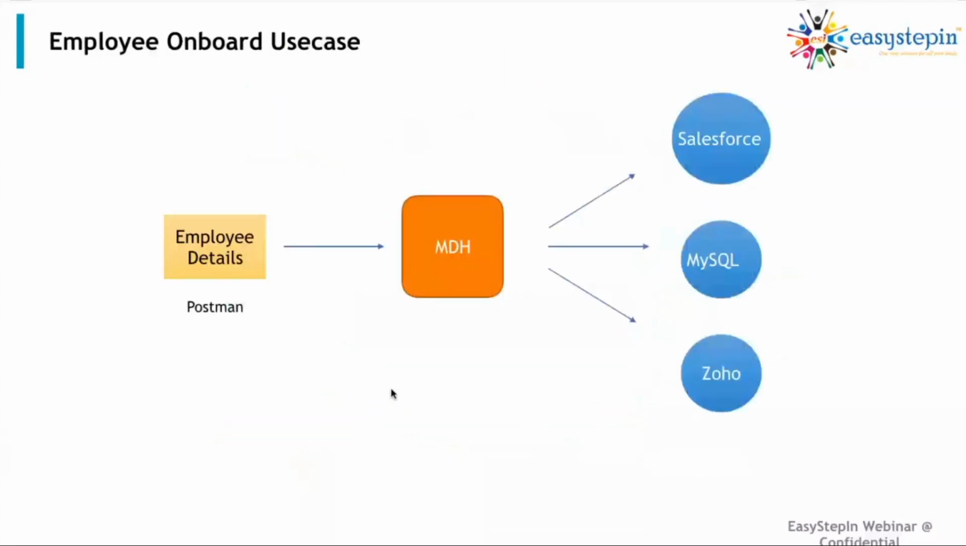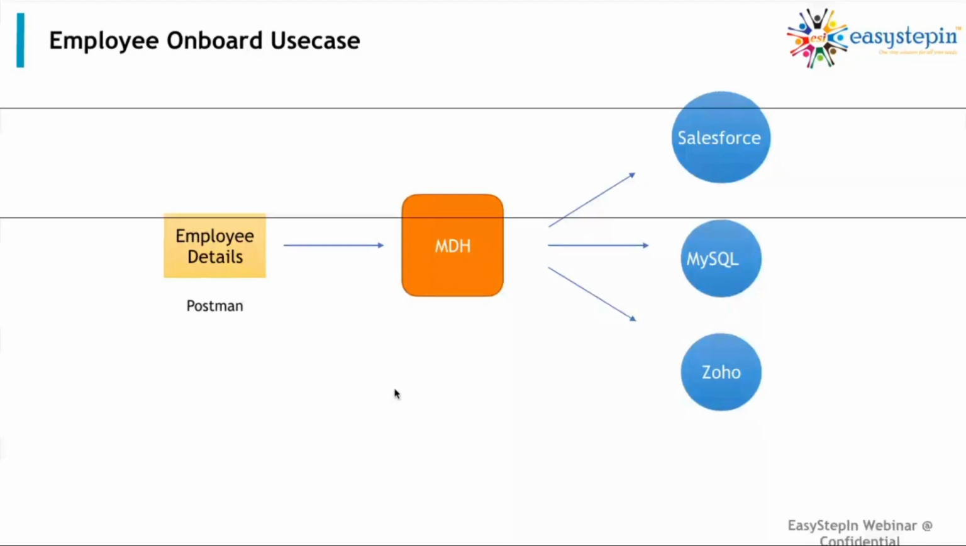First, let's see a use case, an employee onboard use case. Say you are getting the employee details from Postman. What you do here is build an integration process to move the data by exposing the integration process as an API. It receives the employee details and pushes that data into the master data hub. And we create other processes where you move the data from master data hub to end applications. In a scenario like this, your organization gets employee data and stores it in different end applications, so you need to have synchronization between all these end applications.